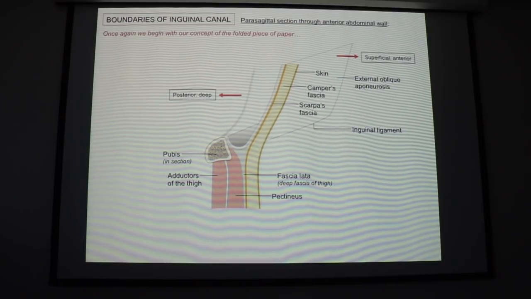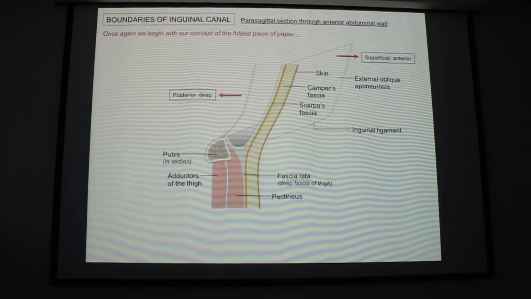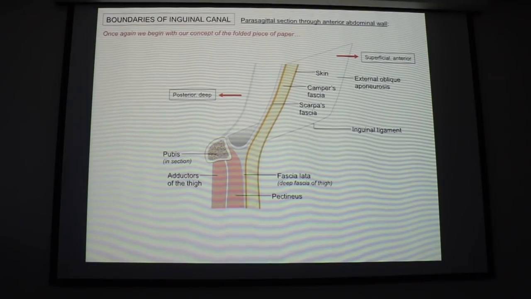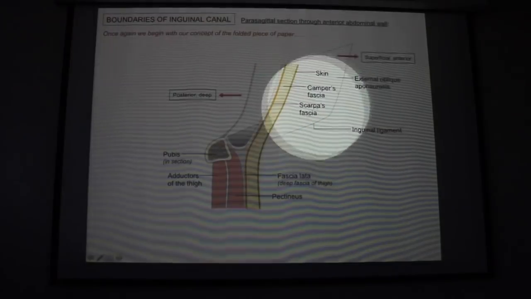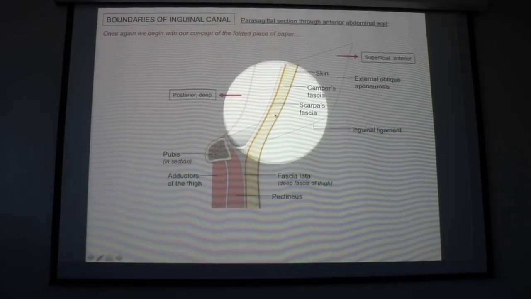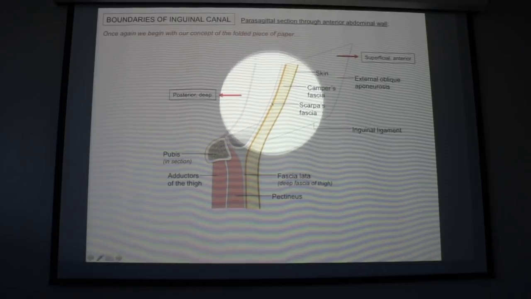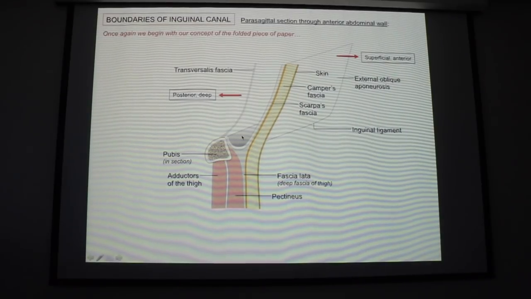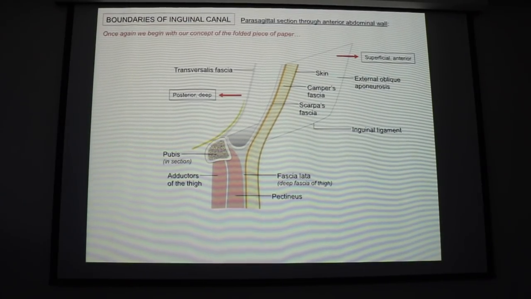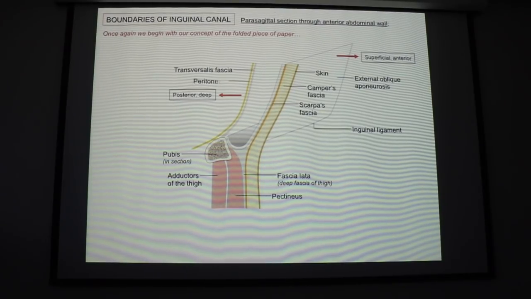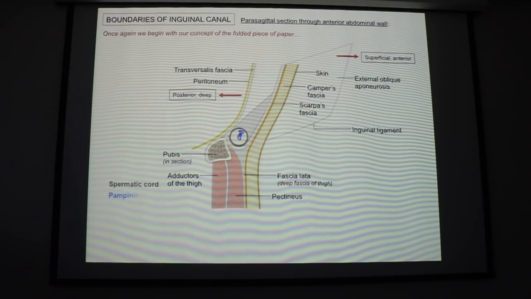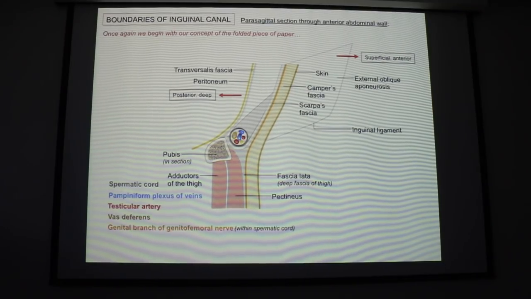Are you clear so far? Most anterior you have skin, then Camper's and Scarpa's, and then the aponeurosis of the external oblique. You all agree with me? So you are looking at skin, superficial fascia, aponeurosis of external oblique. This is the anterior part. Posteriorly I have fascia transversalis. Agree? There is my peritoneum. There is the spermatic cord. It has the vein, artery, vas deferens, and a nerve. You all agree with me?